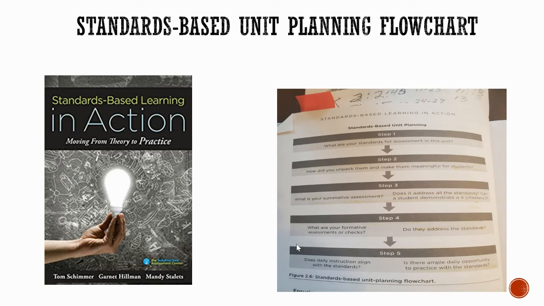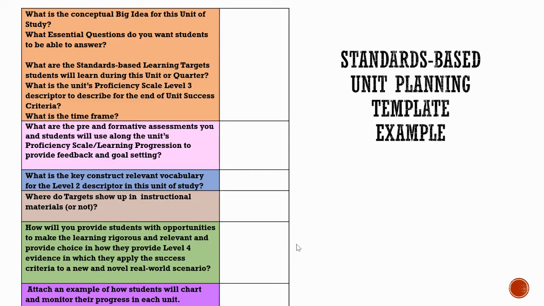In Tom Schimmer's book, Standards-Based Learning in Action: Moving from Theory to Practice, he provides another type of template using a flow chart outlining the development of a unit plan. Again, regardless of the template, there are key elements required for effective unit planning that exist in all of these examples. Here's one template example that I created for working with teams of teachers and in helping school leaders understand how to facilitate setting up a standards-based unit planning system. Again, just one more example.